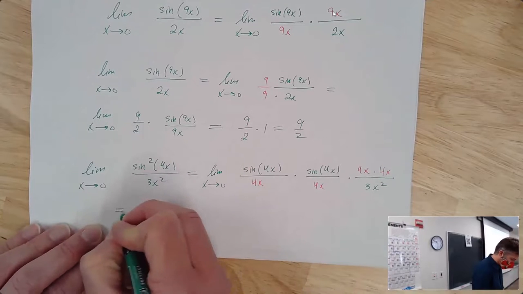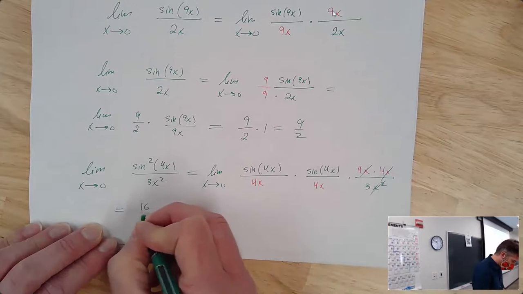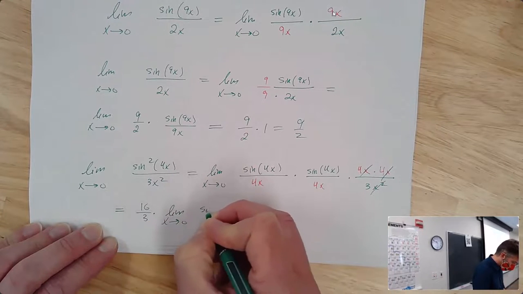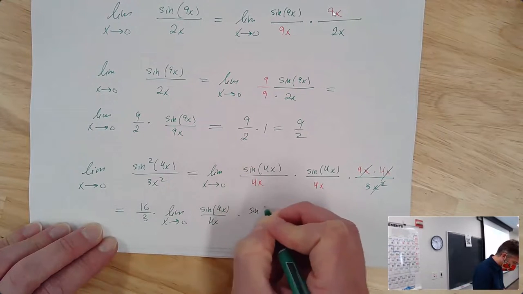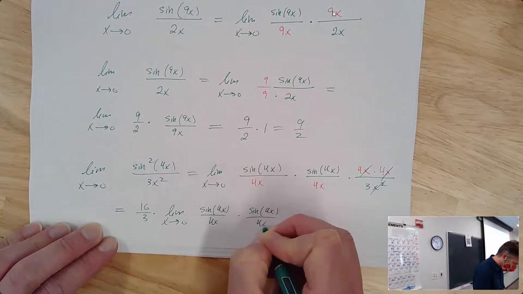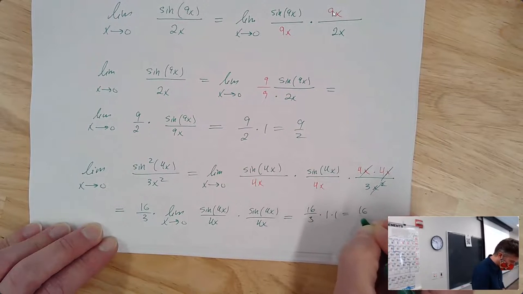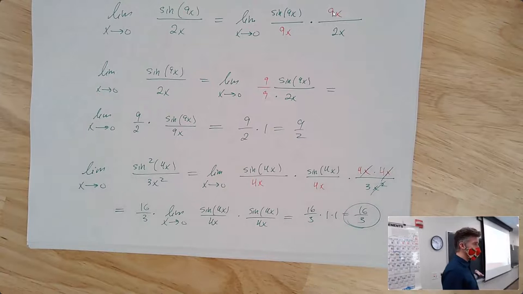So if I'm really writing out the work, I could say it's going to be 16 over 3 times the limit as x goes to 0 of sine of 4x over 4x, times sine of 4x over 4x. And then I would say, oh, that's 16 thirds times 1 times 1. I will again say, this is not the only way to do this. This is just a way that I think works pretty nicely.